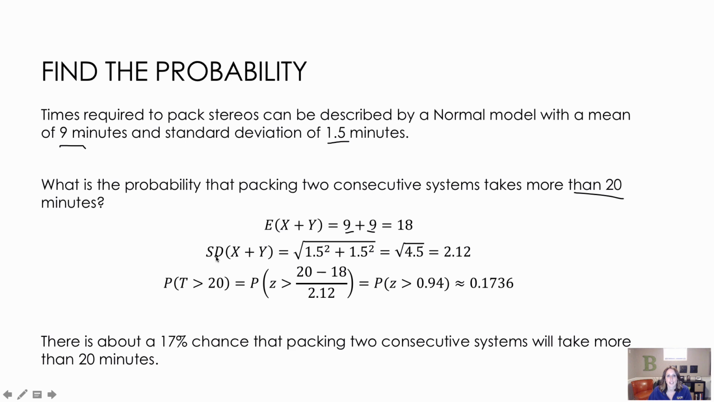My standard deviation, I never use that. I always use variance. So I took 1.5 squared, which is the variance. I added that to 1.5 squared, which is the variance. And then I took the square root. That gives me the square root of 4.5, which is 2.12.